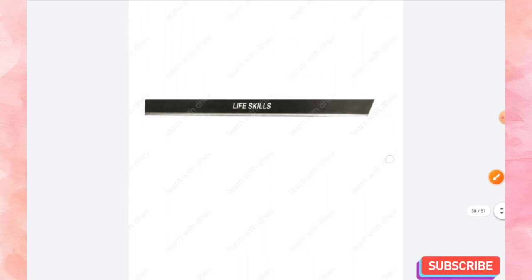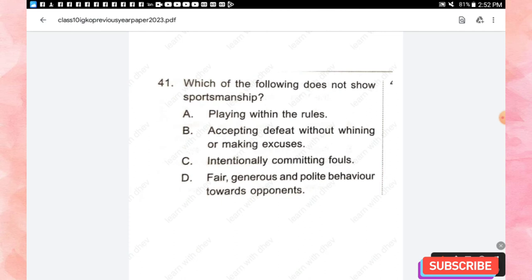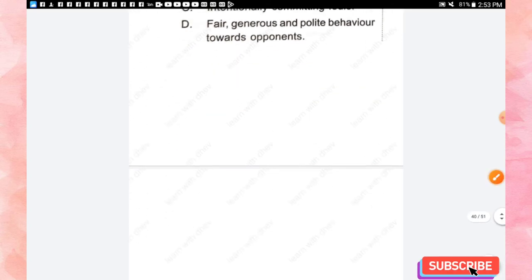The next section is life skill. Question number 41. Which of the following does not show sportsmanship? Playing within the rules, accepting defeat without whining or making excuses, intentionally committing fouls, fair, generous and polite behavior towards opponents. The right answer is option C, intentionally committing fouls.